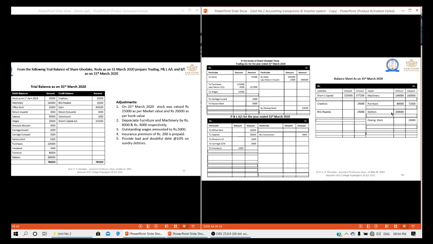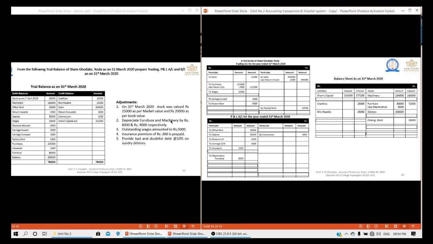So furniture depreciation of 8,000 will be deducted. So 80,000 minus 8,000, you will get 72,000. Now you are clear with how this figure comes. And 8,000, so the first effect is here. The second effect: depreciation is a loss, so at the debit side of the profit and loss account, to depreciation furniture 8,000.